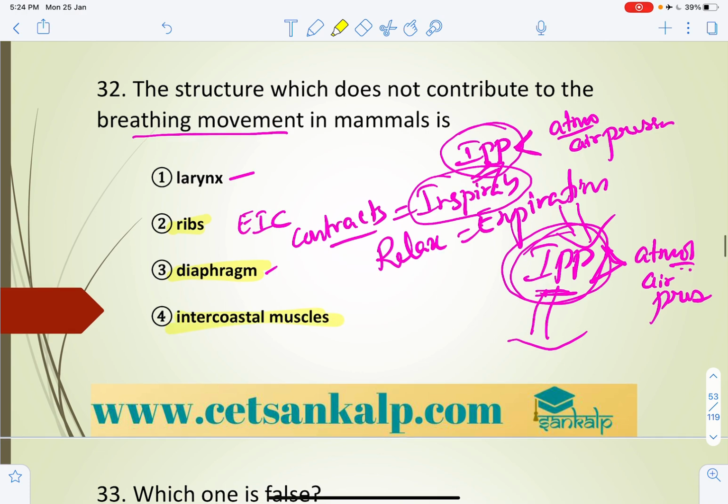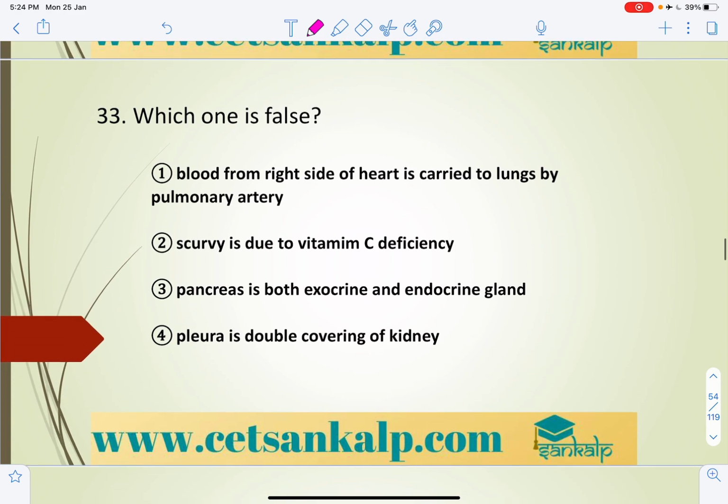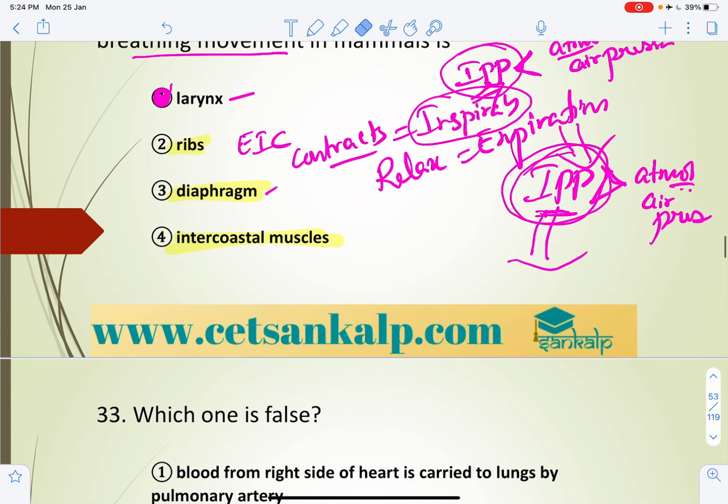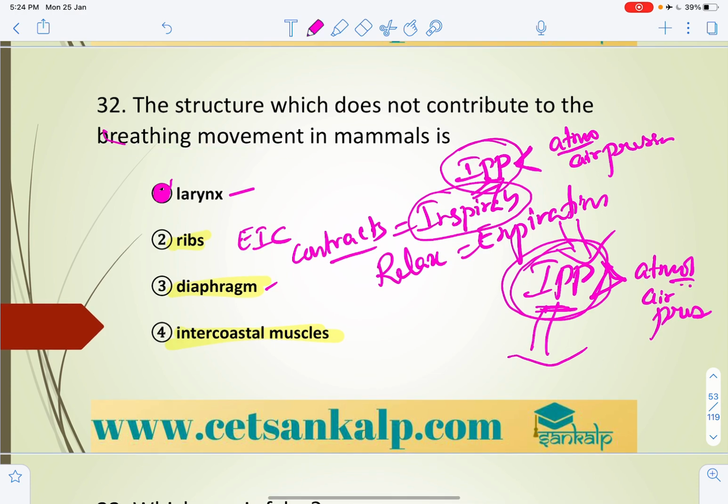Ribs are going to be involved, the diaphragm is going to be involved, intercostal muscles are going to be involved, whereas the larynx won't be involved. It is the structure which won't contribute to breathing movement. It is a respiratory structure, but for those breathing movements, it won't contribute.